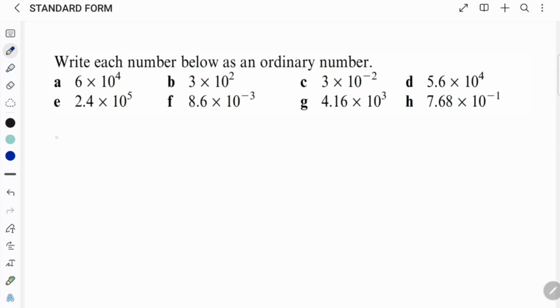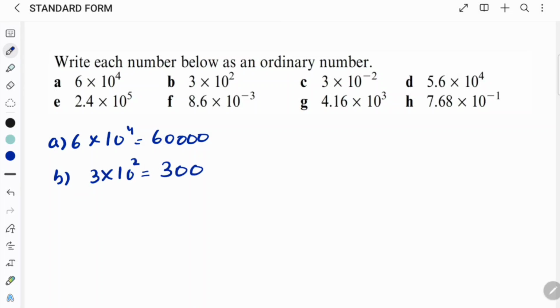So part A, 6 into 10 to the power 4 means this is 6 and then 1, 2, 3, 4 zeros. Part B, 3 into 10 square means 3 and then 2 zeros. 300. 10 square means 3 times 100. Part C, 3 into 10 minus 2 power. This one. So 0.3 should be at the second place.